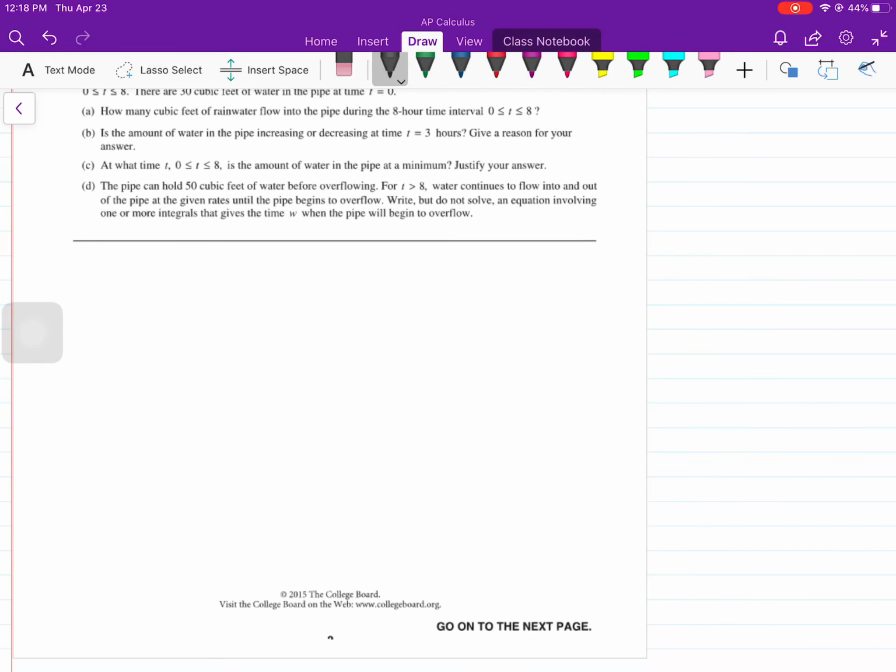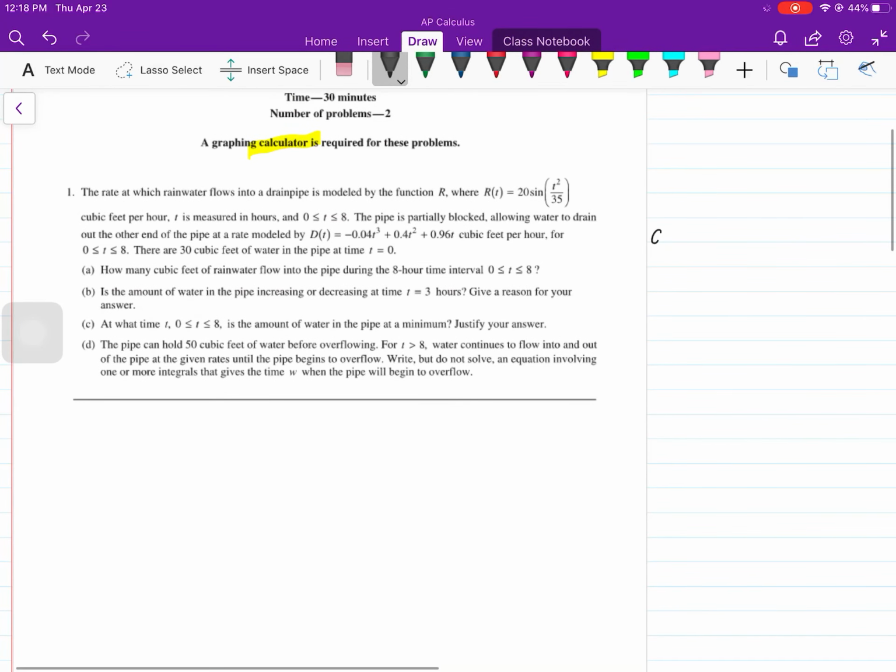So let's look at part A. Part A is asking how many cubic feet of rainwater flow into the pipe during the 8-hour interval. Now, it's not asking how much water is in the pipe after 8 hours. Then we'd have to include that initial condition, say 30 plus our change. This is asking how much flowed into the pipe. So what was the change? How much did it change by? How much did it increase by? So we're going to look at our rate.